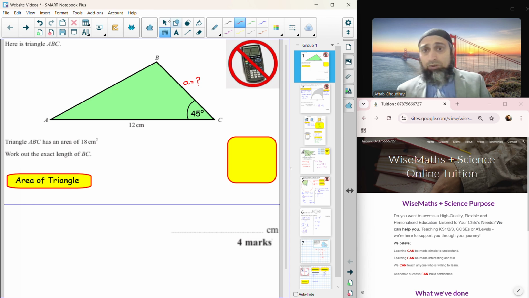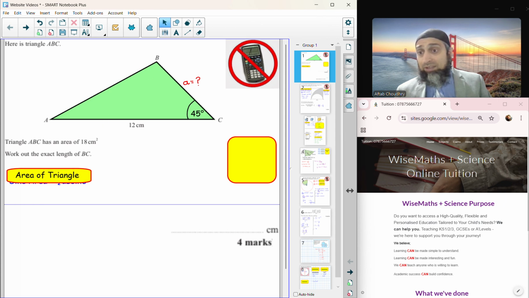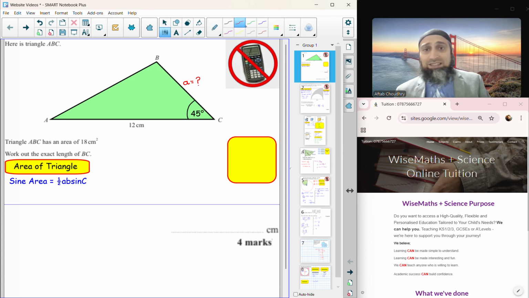What they're asking us to do is work out the area of the triangle. So we're going to use the sine area formula, which is a half ab sine C. Let's quickly use that formula. It's going to be a half, A we don't know, so we'll write it down as a, and the value of b over here is going to work out to be b.